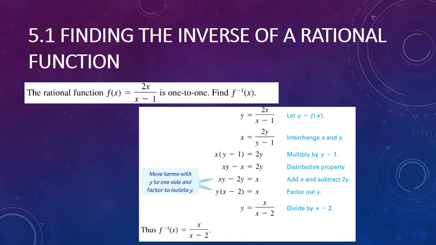Now what we want to do is get anything that's got a y attached on one side and anything without a y on the other. So we're going to subtract 2y from both sides and add x to both sides, and that gives us xy minus 2y equals x. Now factor out the common factor of y, and we have y times (x minus 2) equals x, and then divide. Like I said, it's a little bit of a challenge at first, but when you understand that they pretty much all work this way, it gives you a pattern and you can get them every time. So the inverse is x over x minus 2.